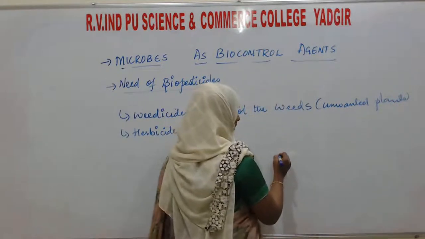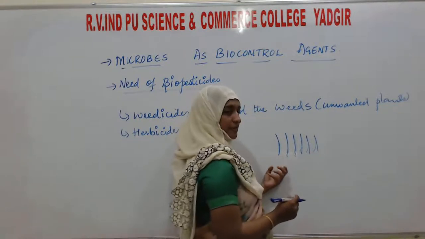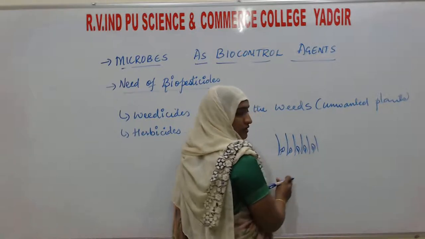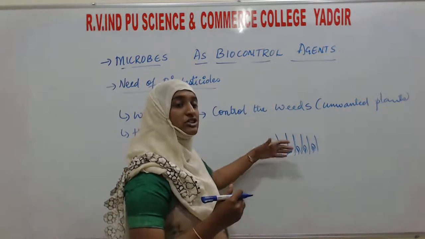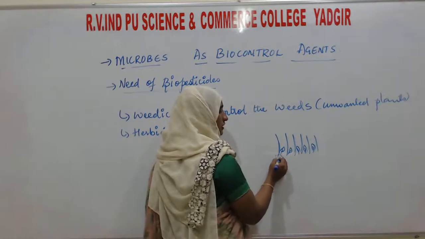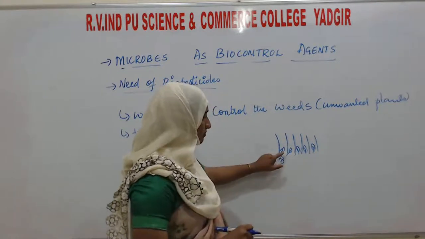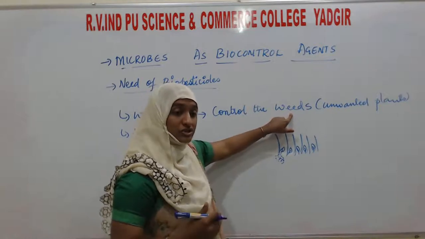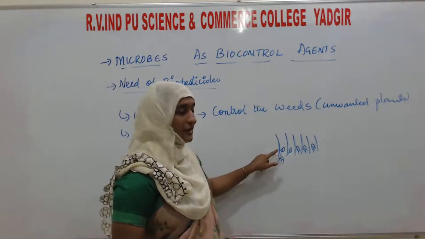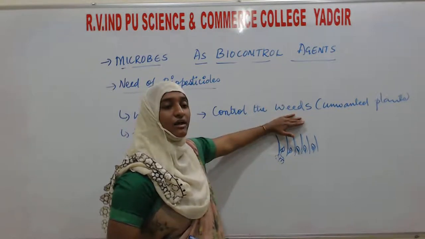For example, here we are growing a weed. These are the weed plants. And along with that, some other plants are going to grow with them. The rate of growth will be much higher than that of the weed. Whatever nutrients are required for the growth of the plant are going to be absorbed by the weeds. Due to which they inhibit the growth of the other plants. That is the reason we don't want those unwanted plants.